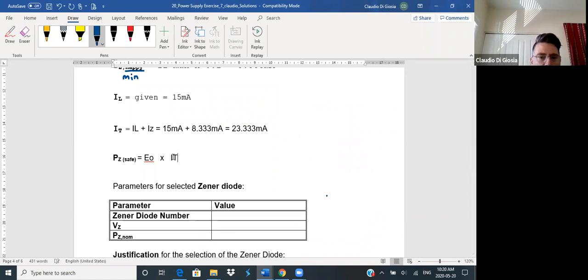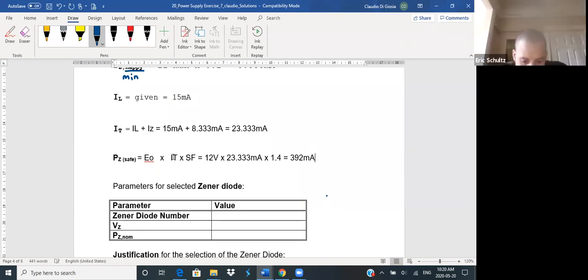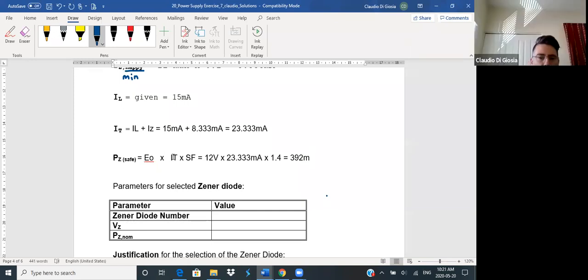This guy here is IT. And then we're going to multiply by the safety factor. So EO is 12 volts. We're going to multiply that by 23.333 milliamps, and then we're going to multiply that by 1.4. So 392. Correct me if I'm wrong. Yeah, that's what I got. Milliamps, negative, milliwatts.